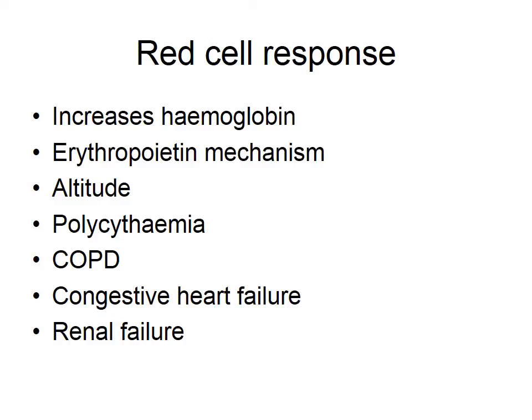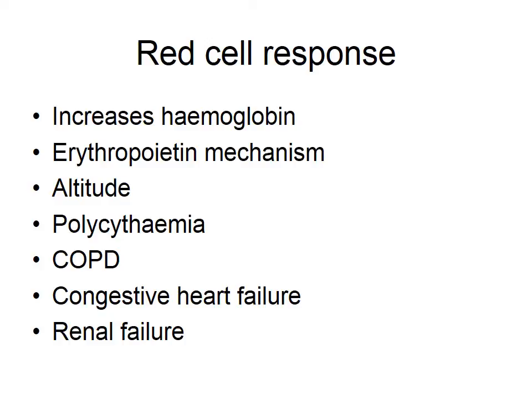There will not be enough red cells, because in chronic renal failure, all of the kidneys not working properly, so the kidney is no longer producing the erythropoietin. And as you would expect, this results in the development of anemia, which can be severe.